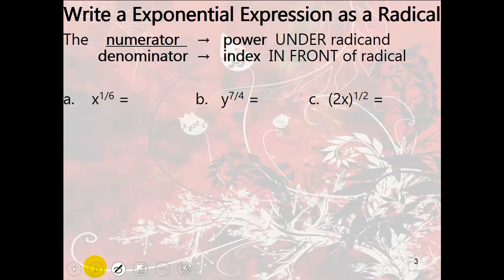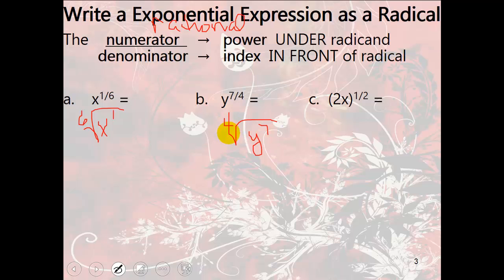We can go the other way. We can write an exponential expression, or rational, we can call it, as a radical, all right? So basically I take whatever is in my numerator, that stays with my base under the radical, and then my denominator part of my exponent, that's my index, okay? And if I wanted to write y to the 7/4 in radical form, my y and my 7 would stay under the radical, and my 4 would be my index.